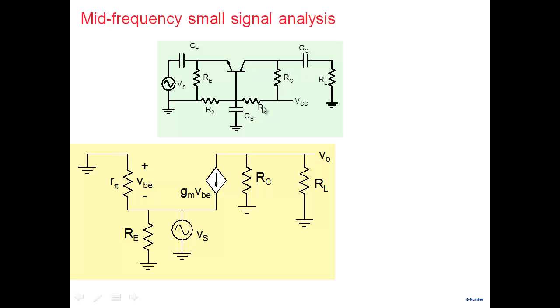Note that R1 and R2 both drop out because both sides are ground. RC is ground over here. I've left RL, of course, here, and between the collector and emitter, it is this gmVBE. So this point is our emitter. Between emitter and base is the ground. So we have R pi here, and we are applying signal Vs directly here. So Vs is over here.